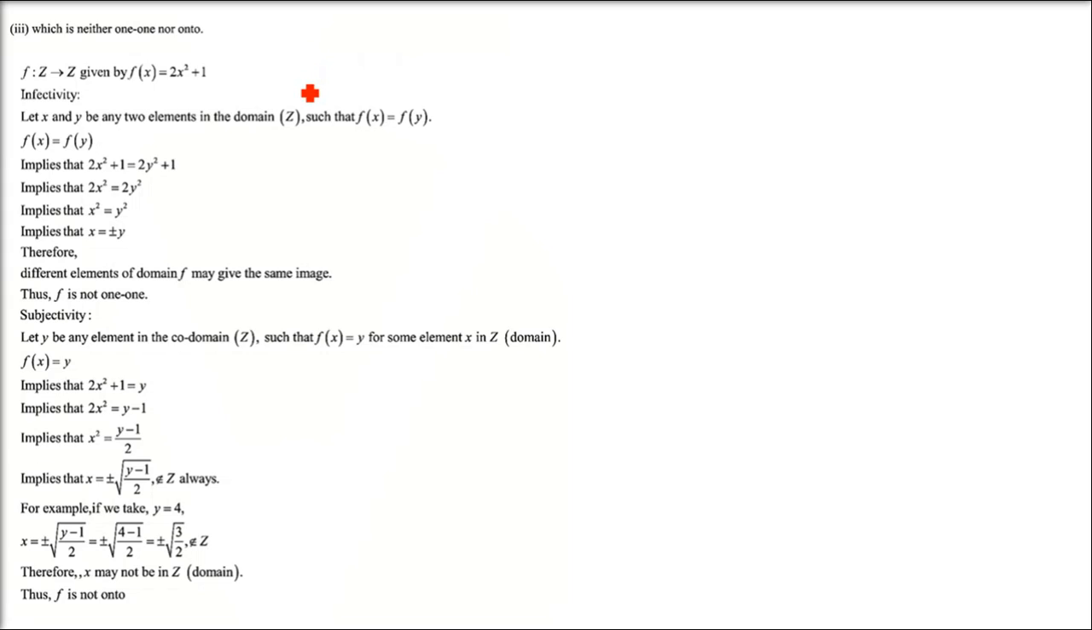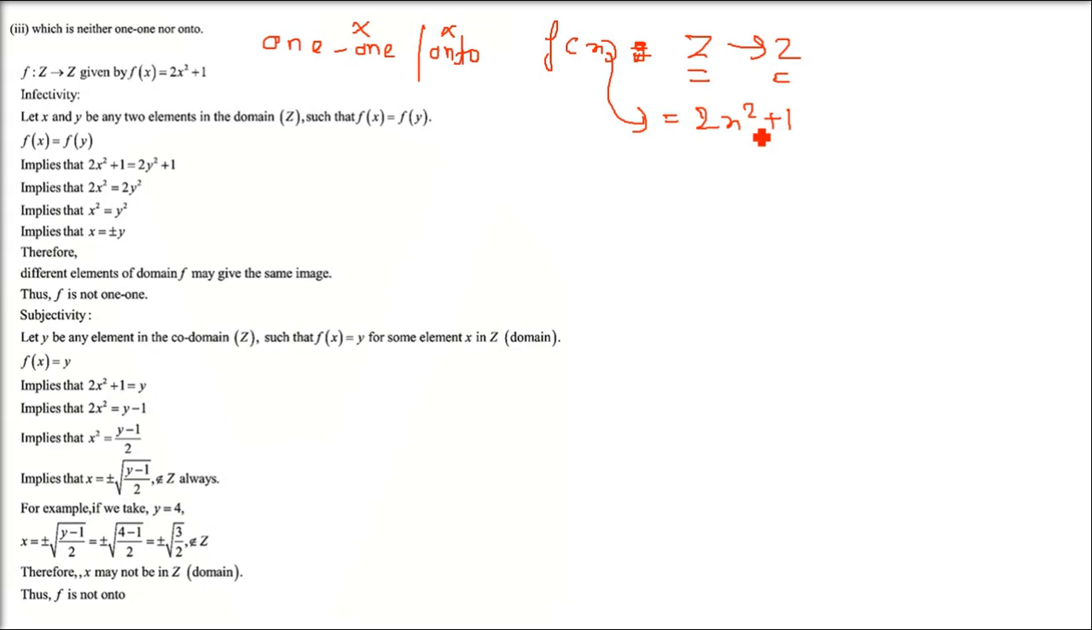The third one is which is neither 1 to 1 nor onto. So by now we have already seen how to prove it. Let us start with the function. Let me tell you the domain and codomain first. The mapping is from Z to Z, Z is integer, the other Z is also integer, and the function of x is defined as 2x squared plus 1.